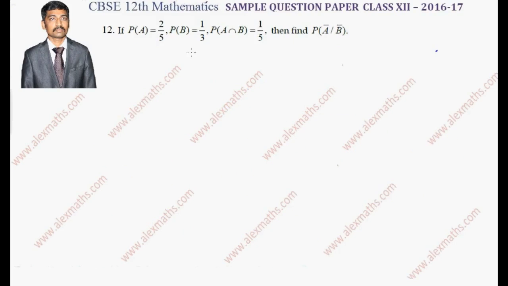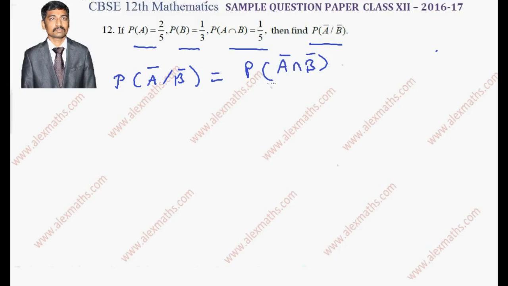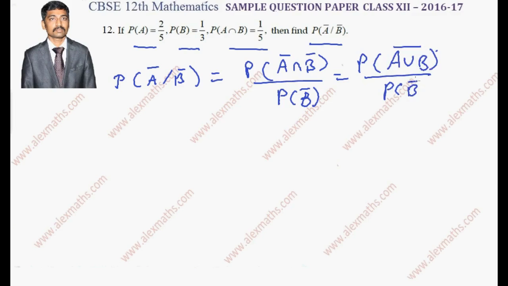P of A equal to 2 by 5, P of B is equal to 1 by 3, P of A intersection B is equal to 1 by 5. Find P of A bar by B bar. The formula for P of A bar by B bar is P of A bar intersection B bar whole divided by P of B bar. Again, this can be written as P of A union B whole bar whole divided by P of B bar. Once again, this can be written as 1 minus P of A union B whole divided by 1 minus P of B. Now I have to find what is A union B.